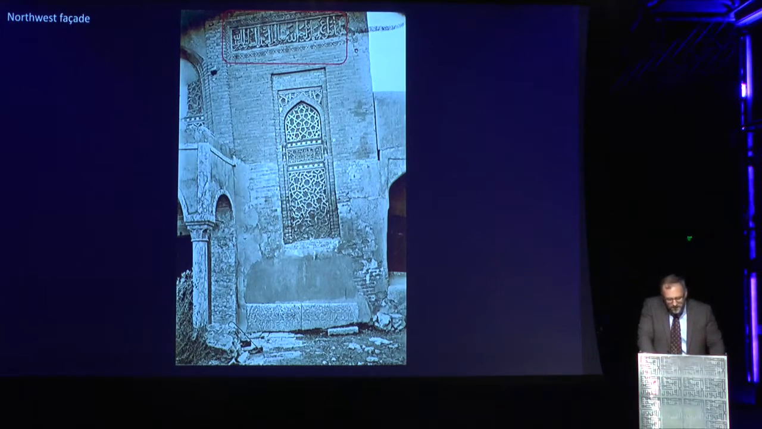Now the text of this reads, "This was ordered to be built for the sake of God the Almighty by the poor servant Lu'lu ibn Abd Allah." So we know this is the earliest of the named inscriptions on it.